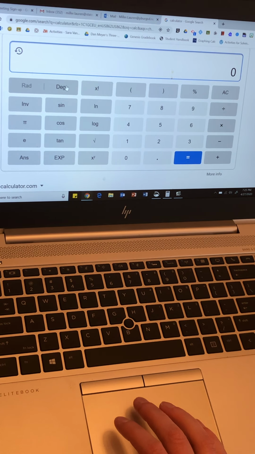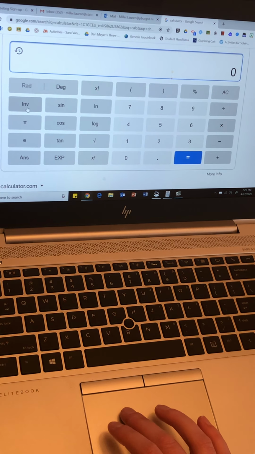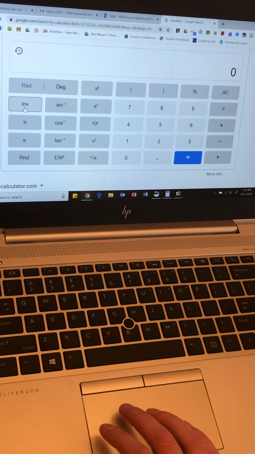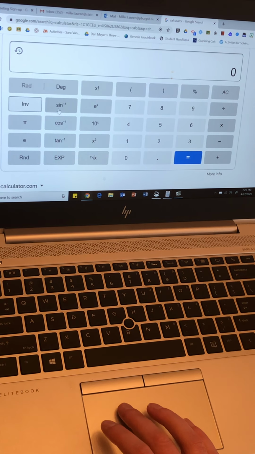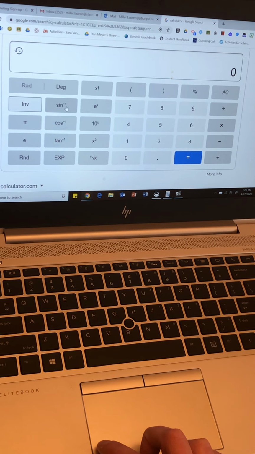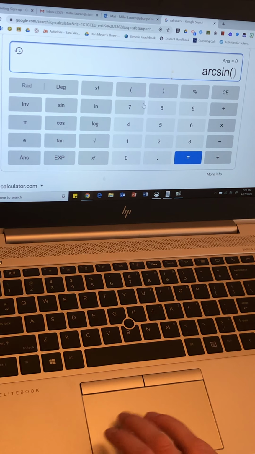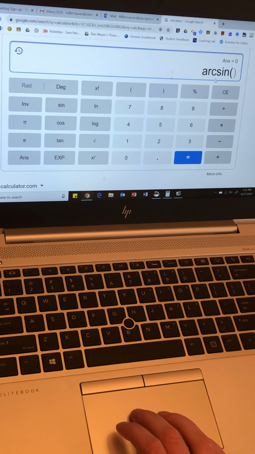In order to input inverse sine, this says INV, so that's inverse. So I'm going to click inverse. And then see how sine, cosine, and tangent now change to have an exponent of -1. So I'm going to click inverse sine because that's what I want to do. Inverse sine is also called arc sine. Those are basically synonyms. Inverse sine and arc sine mean the same thing.